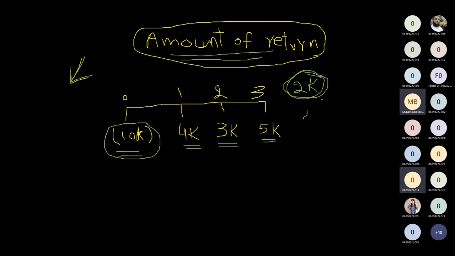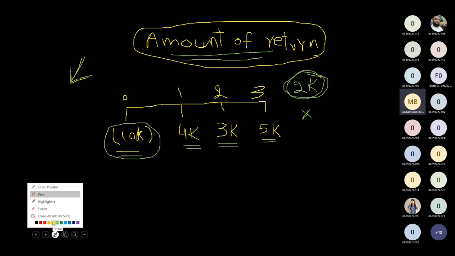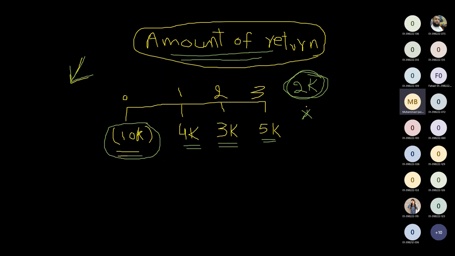Correct. However, we are actually ignoring the time value of money here. And net present value is a technique that considers the time value of money, unlike payback period. So in this case, we don't say that we are getting 4,000 by the end of the first year, 3,000, 5,000. We actually first convert it into present value terms.